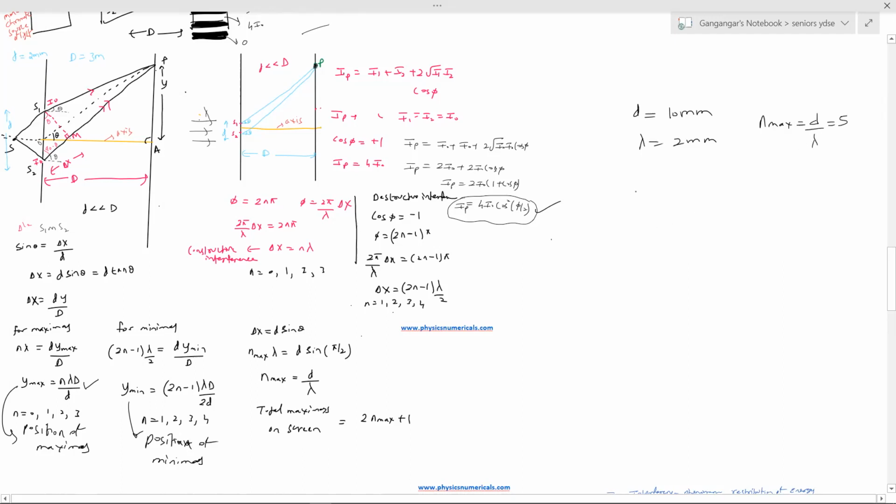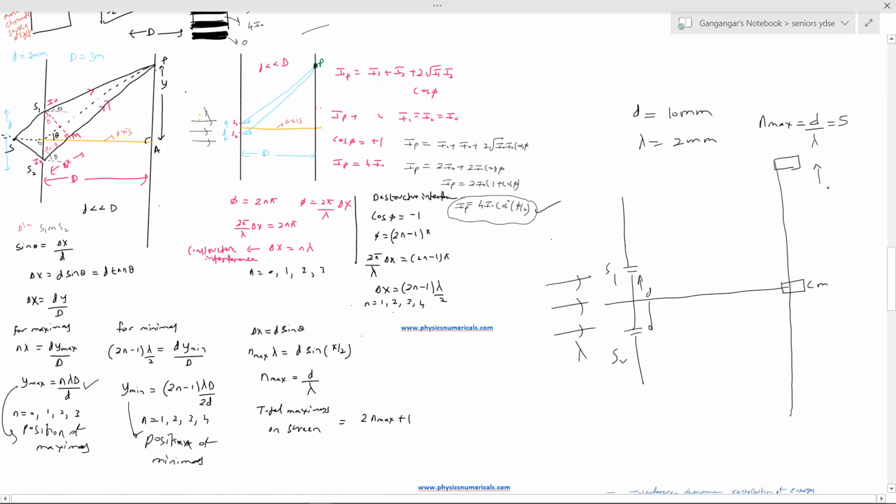What do you mean by that? In the YDSE setup, what we notice is like S1. What is d? d is this one. This is the wavelength lambda. We get the central maxima, n equal to 0, which I'll show like this. The fifth one will be there at infinity. The fourth band will be somewhere here. Third, second, and first. Similarly on this side.